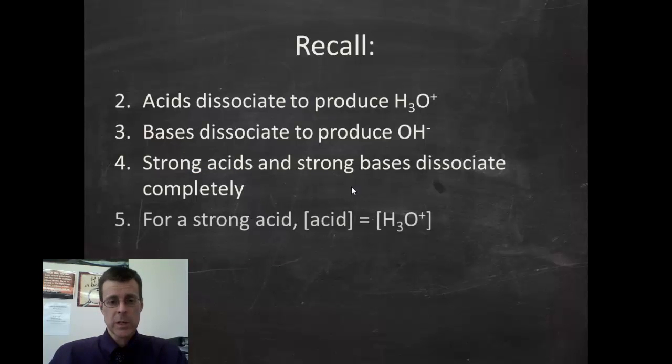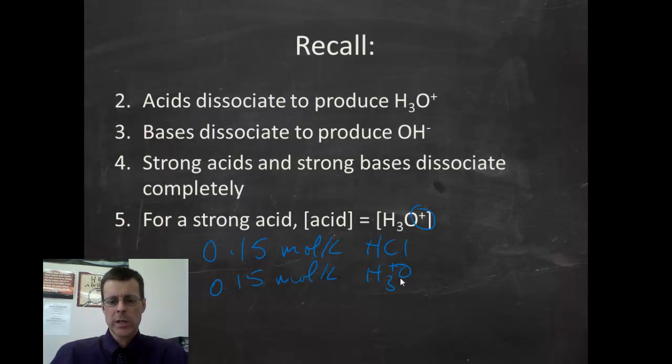And what that 100% dissociation means is that if I have a bottle that says 0.015 mole per liter HCl, that's a strong acid, so what I actually have is 0.15 mole per liter H3O plus. Okay.